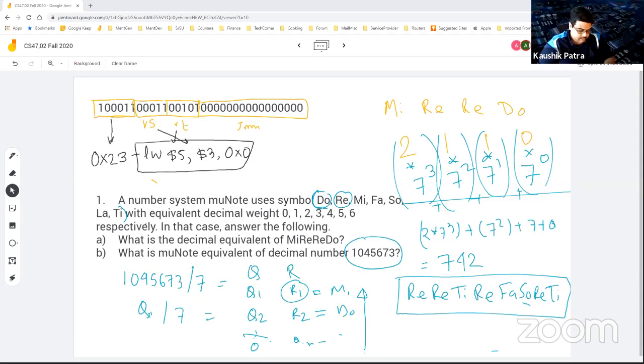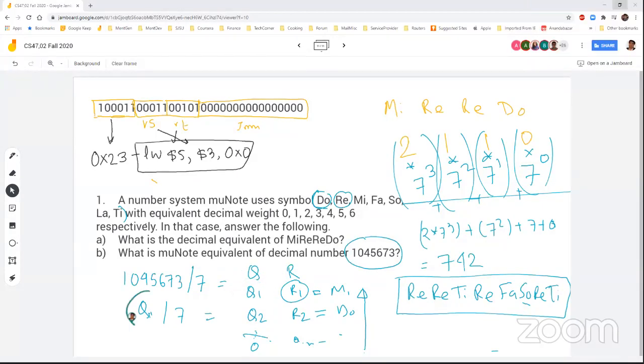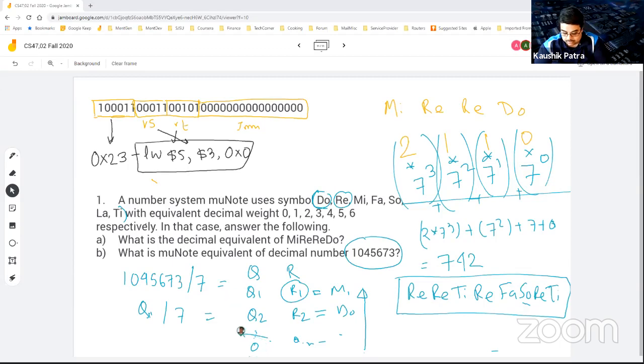So the process is simple: you keep on dividing with the base, determine the quotient, determine the remainder, use that quotient in the next iteration, divide by 7, come up with another quotient till you get a 0 in the quotient, and you have the list of remainders. Change them to the corresponding symbols of the number system, and write from down to up, in that direction. Okay, at this point, let's take a 4-minute, 5-minute break, 6:55, we'll be back.